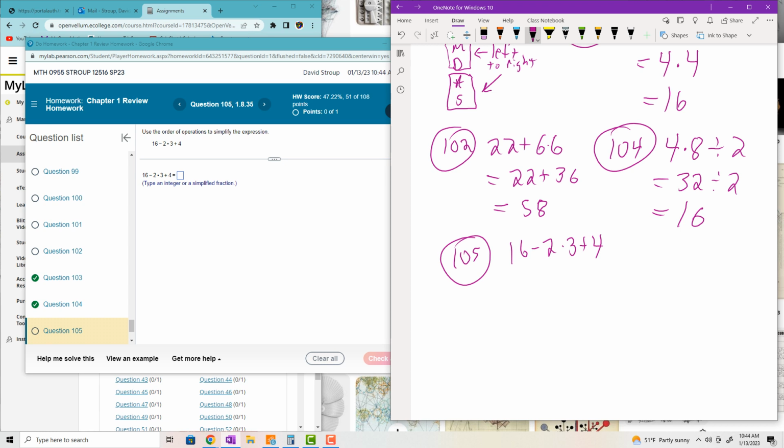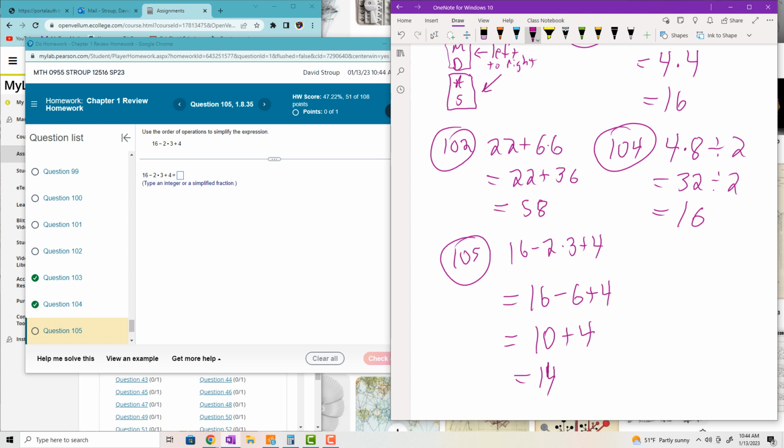Anyways, here, we do the multiplication before the addition or subtraction. So we'll have 16 minus 2 times 3 is minus 6 plus 4. And again, you have this issue, do I do addition or do I do subtraction? You do it in order from left to right. So 16 minus 6 is 10. And then 10 plus 4 is 14.